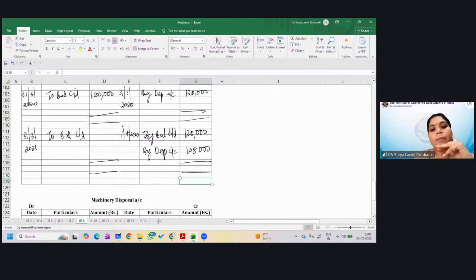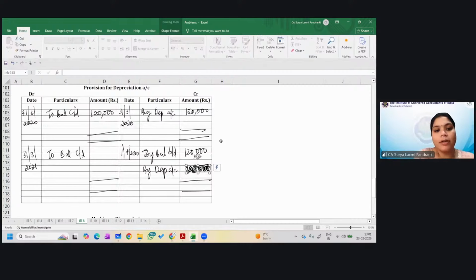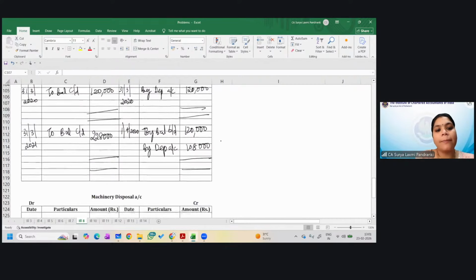What is happening in this provision for depreciation account? All the depreciations for all the years are accumulated. First year the depreciation was 1,20,000. We had a balance that we will take forward to the next year, and next year's depreciation is also added to it, and that is carried forward to the next year. So what is the total we have? 2,28,000. This is clear.